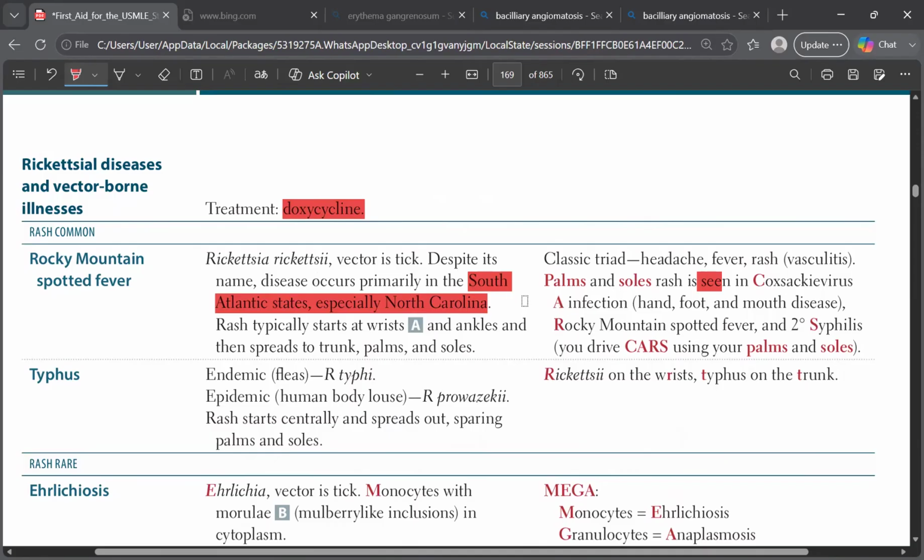Typhus is endemic, which is caused by Rickettsia typhi, or epidemic, which is caused by the human body louse and Rickettsia prowazekii. The rash starts centrally and spreads outward, sparing the palms and soles. So Rocky Mountain spotted fever essentially has the palms and soles, but typhus essentially does not. Rickettsia rickettsii is on the wrist, and typhus is on the trunk, sparing the palms and soles. It may be endemic, by R. typhi, or epidemic, by R. prowazekii.